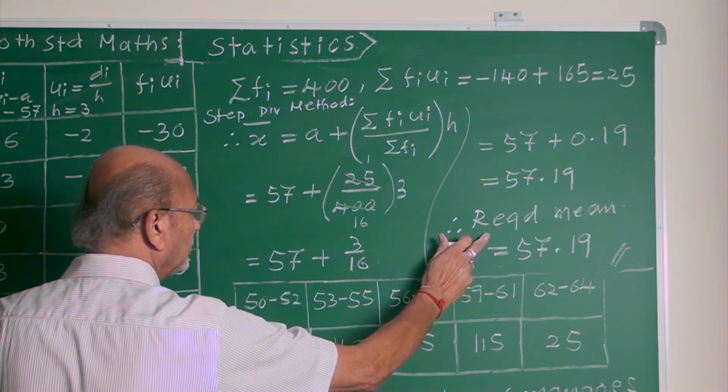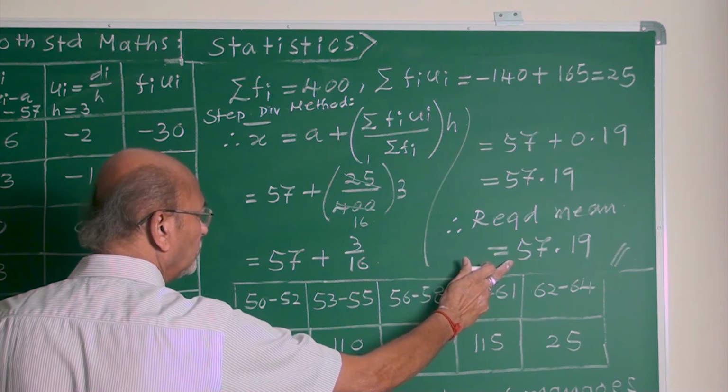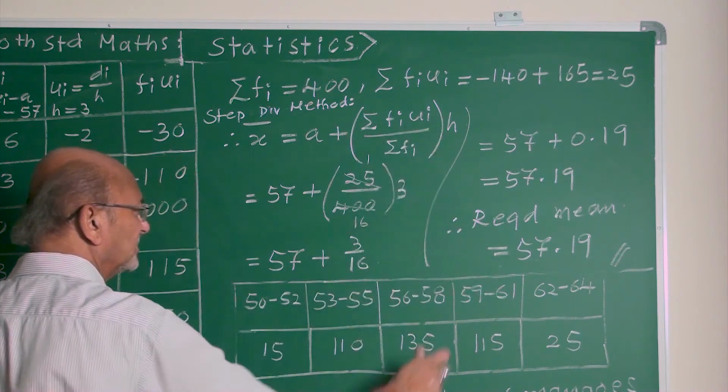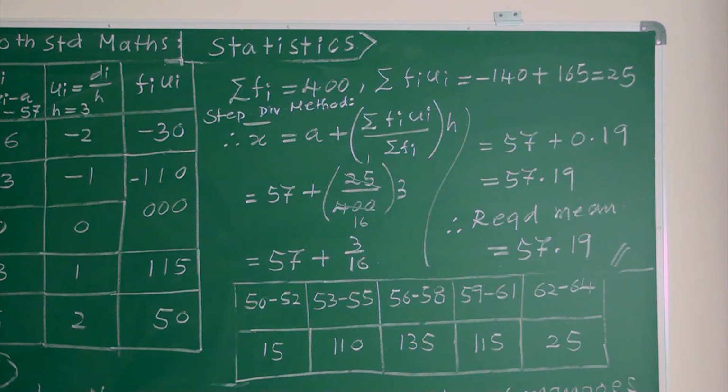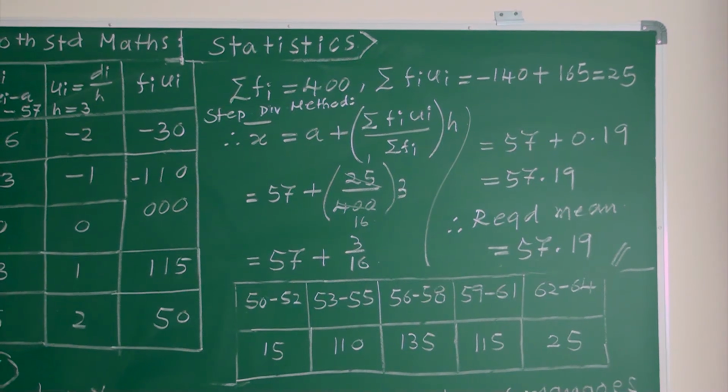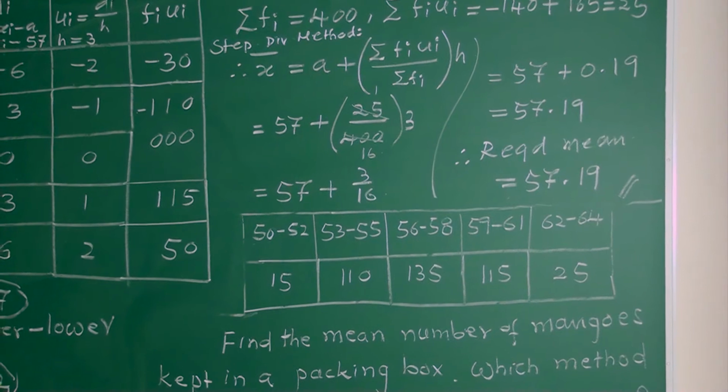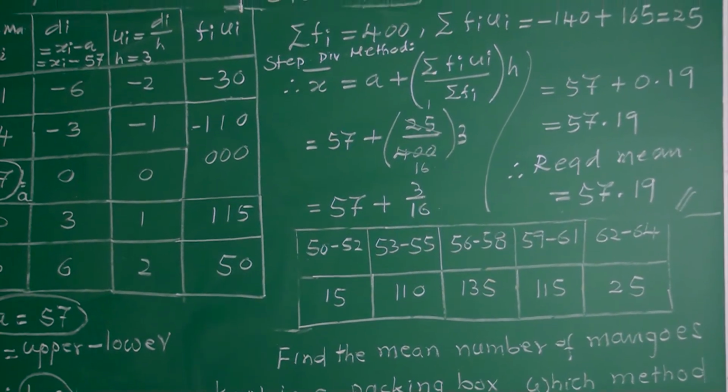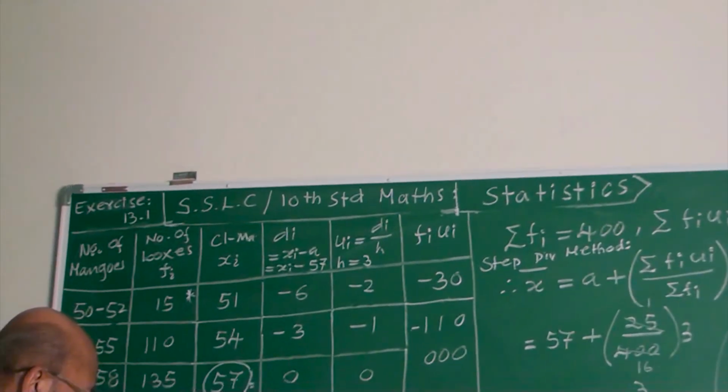Therefore, the required mean is 57.19. That is the answer, my friends. Yes, you copy it. I give 1 minute. I will explain once again, my friends. Copy it. Quick.